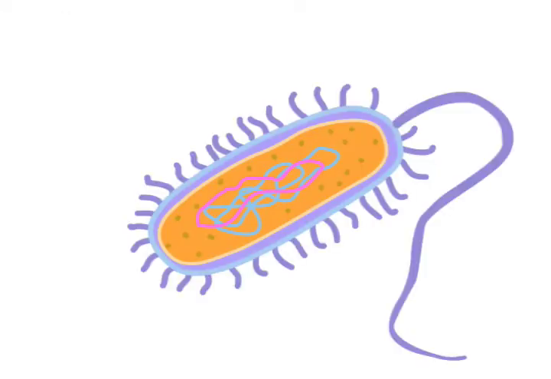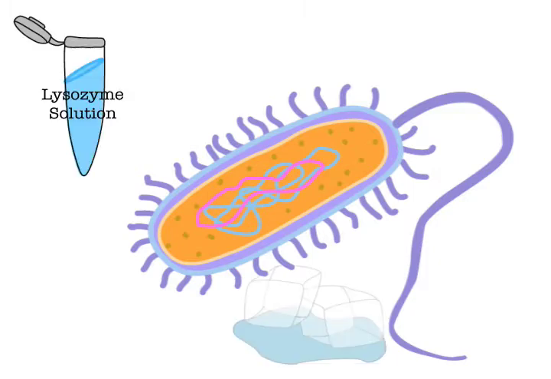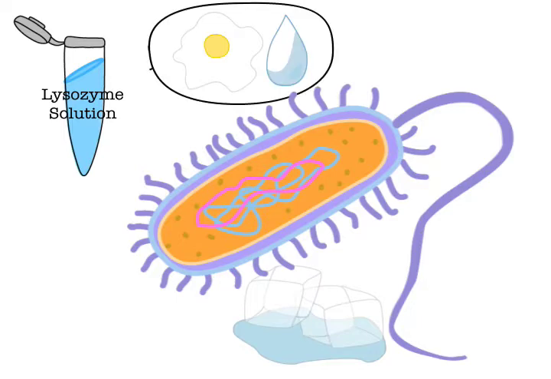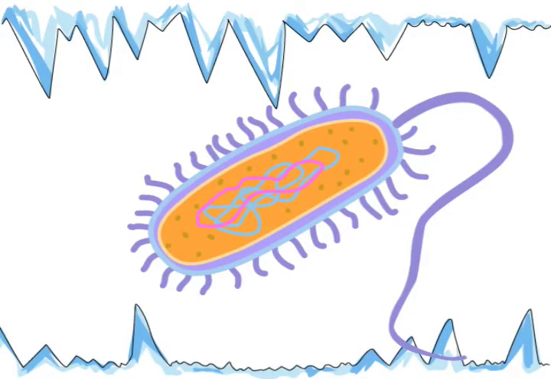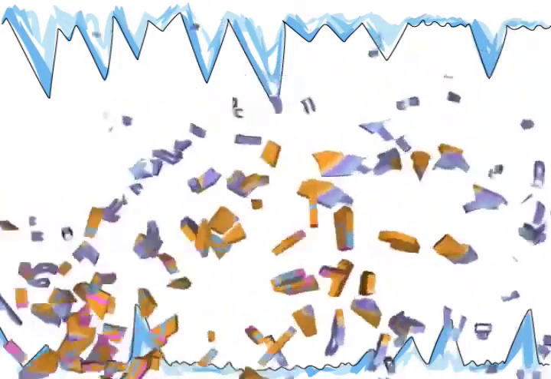Next, you need to open the bacteria to get the fluorescent proteins inside using lysozyme and dry ice. Lysozyme is used to break open cell walls and is found in many things like egg whites and saliva. With dry ice, we will snap freeze the cells, causing them to swell up and burst.